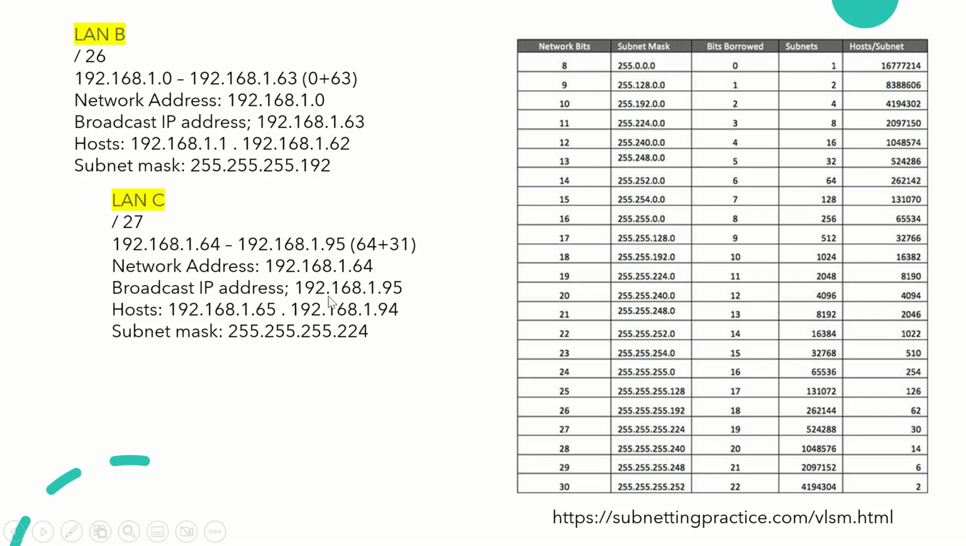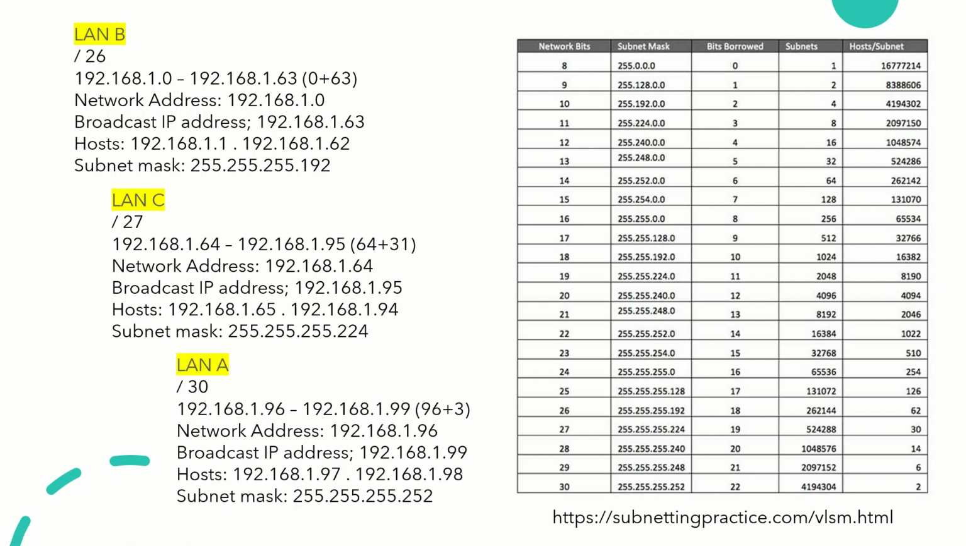95 is the broadcast IP address, and the host range is between 65 and 94. It means we have 30 hosts and 32 IP addresses. It's the same for LAN 2. For LAN 2, you only need 2 IP addresses, and /30 is enough.